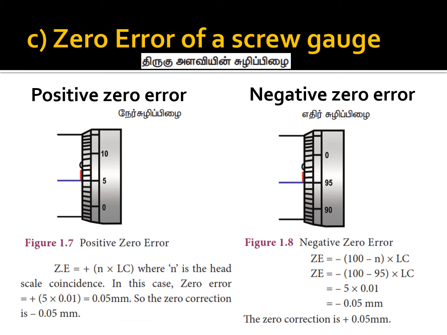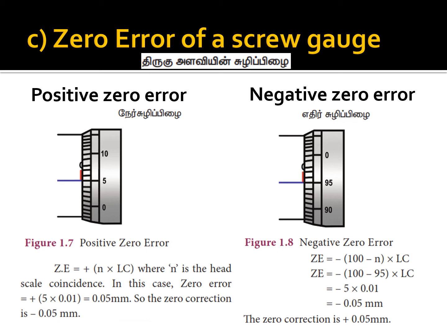Here, in this diagram, the fifth division of the head scale coincides with the pitch scale axis. Then the zero error is positive and it is given by zero error is equal to plus n into LC, where n is the head scale coincidence. In this case, zero error is plus 5 into 0.01, which is equal to 0.05 millimeter. So the error correction is minus 0.05 millimeter.